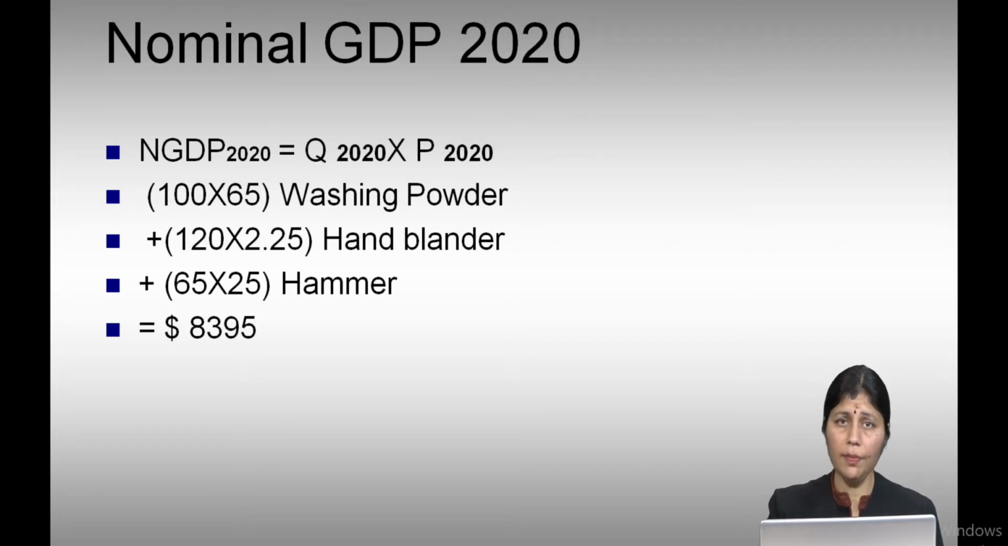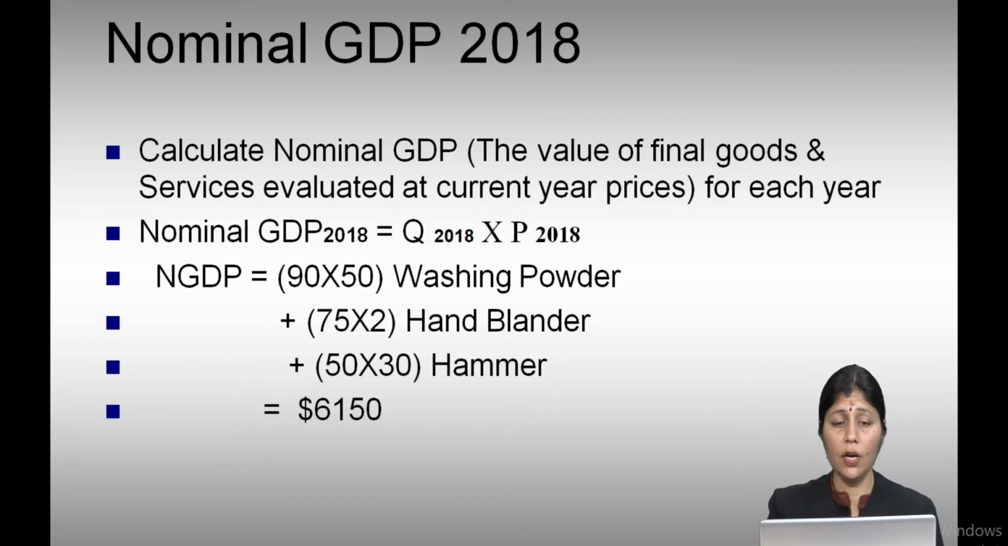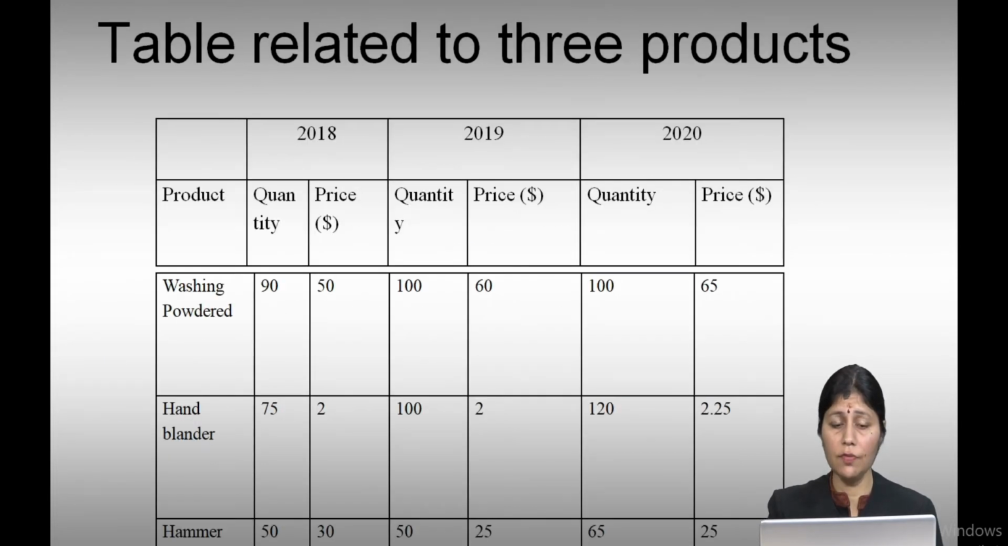Next, we have to make a calculation of nominal GDP 2020. As in the previous calculations we made for 2018 and 2019, we will make the same calculations for 2020, but now there is a variation in the prices as well as a change in the quantity. Now, again we are going to make the calculations with respect to the table. So, please see the table 2020.